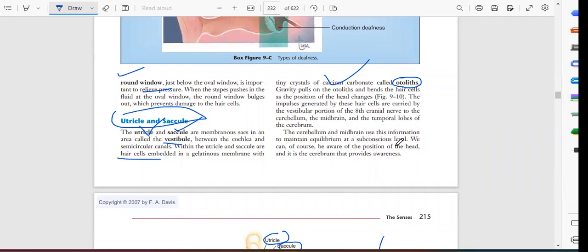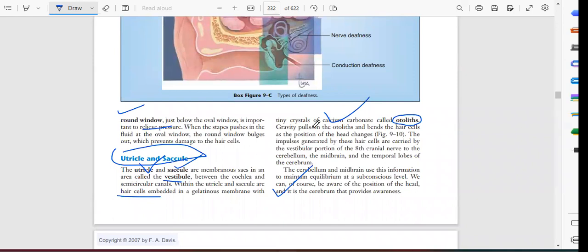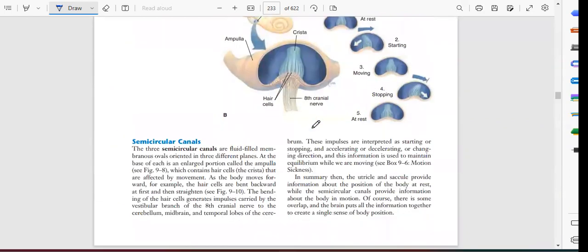Whenever you move, you walk, you travel, subconsciously the equilibrium is maintained. Of course we can be aware of the position of the head, and it is the cerebrum that provides awareness. But sometimes we are aware of the position of the head, but we cannot be aware that the equilibrium is being maintained. Always we are in the same position. So this is all about how the equilibrium is maintained when we are walking. When you are turning, suddenly you are not falling. This is how equilibrium is done.